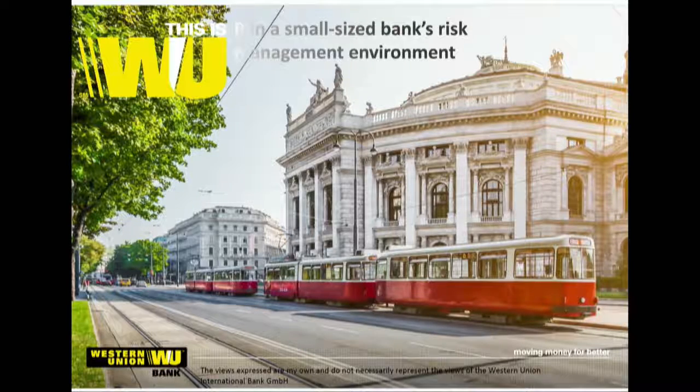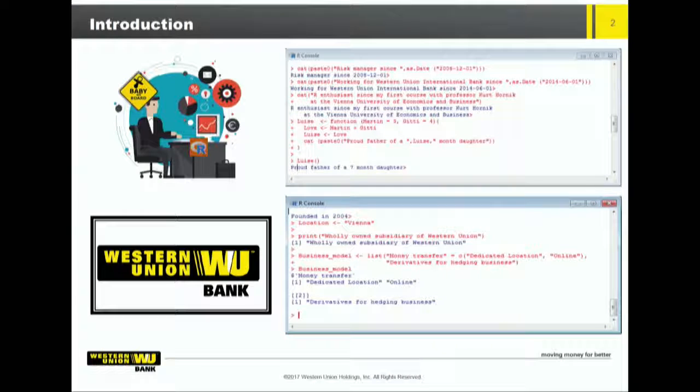So, hi, I'm Martin, and today I'm talking about R in a small-sized bank's risk management environment. So why am I talking about this topic? First of all, I've been working for various small banks for more than 8 years in risk management. And second, I'm an R enthusiast since my first days at university. And I'm a proud father of a 7-month-old daughter, which is why I only had time to prepare a 5-minute talk. I'm currently working for the Western Union International Bank, a small bank located in Vienna and being a wholly owned subsidiary of Western Union, best known for the money transfer business.